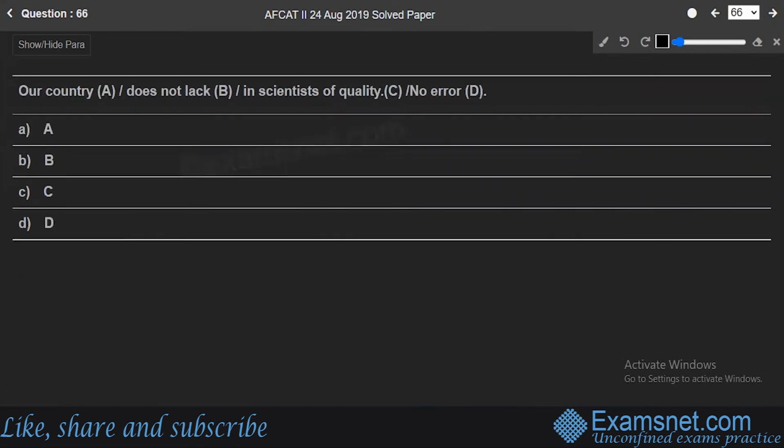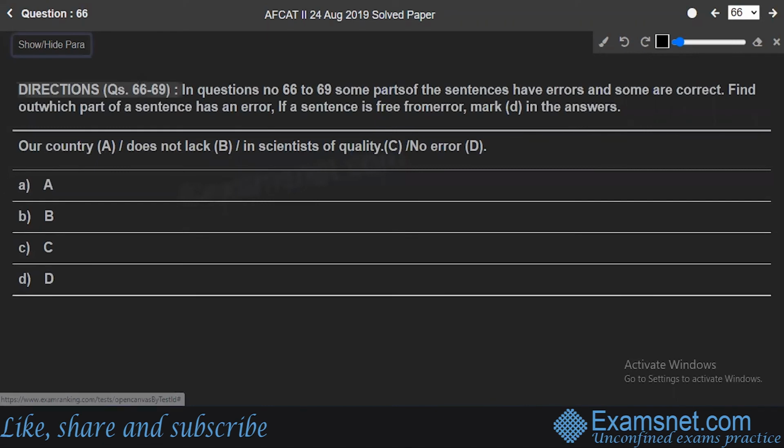Question number 66. In the questions from 66 to 69, some parts of the sentences have errors and some are correct. Find out which part of the sentence has an error. If the sentence is free from error, then you have to mark D in the answer. So we are clear with the instructions. Let's start.